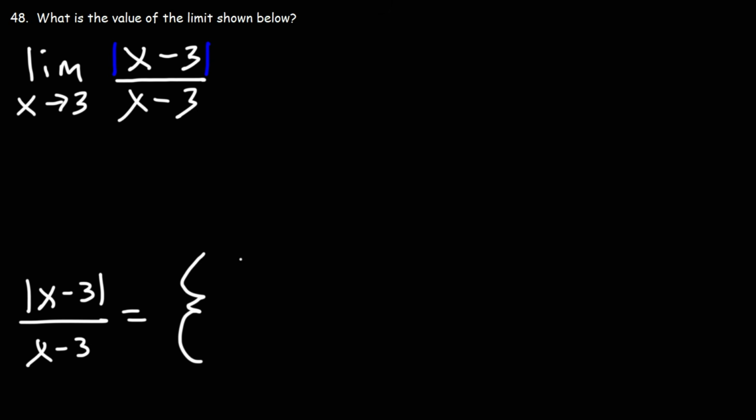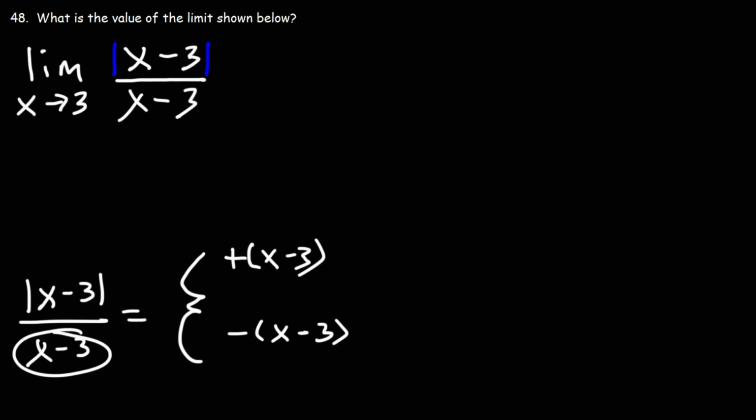Now, the absolute value of x minus 3, you can break it up into positive x minus 3 and negative x minus 3, just as we broke up the absolute value of x into positive x and negative x. Now, each of these will be divided by the denominator, which is simply x minus 3.